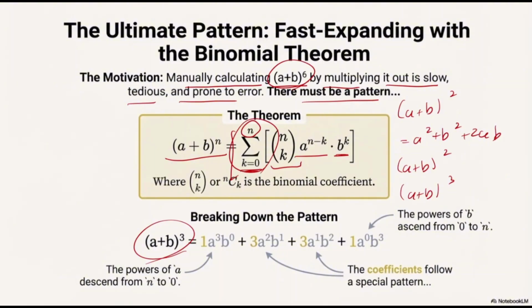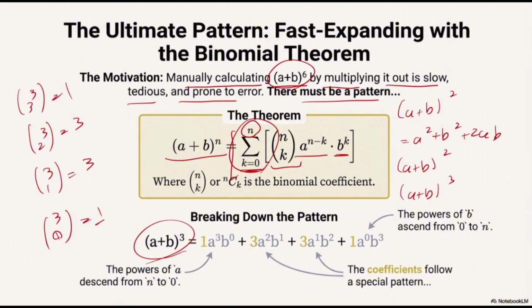Let's start with the very first one, the k out of the n itself. k would start from 0. 0 out of 3 is the number 1. I will tell you why next time, so just accept it. 1 out of 3 is going to be 3. 2 out of 3 is going to be 3, and 3 out of 3 is going to be 1.